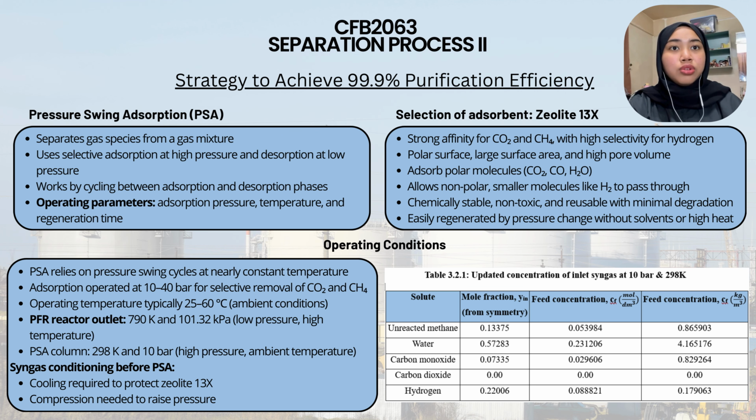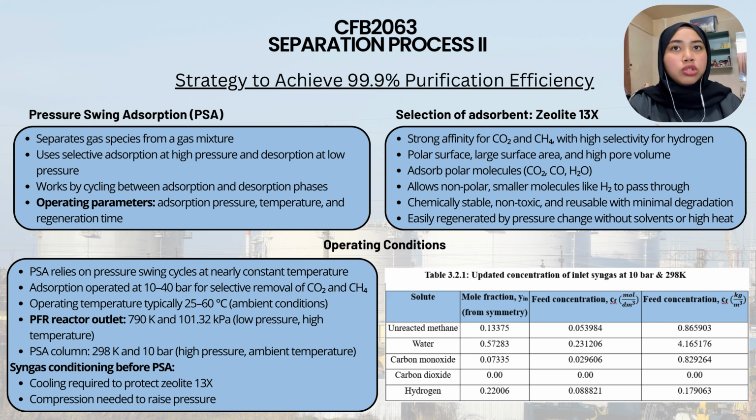The strategy that we use to achieve 99.9% purification efficiency is pressure swing adsorption, or PSA. It is a process that separates gas species from a gas mixture. PSA uses selective adsorption at high pressure and desorption at low pressure. It works by cycling between adsorption and desorption phases, and the operating parameters are adsorption pressure, temperature, and regeneration time.